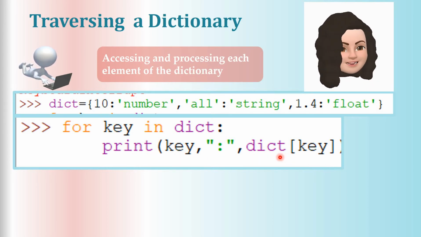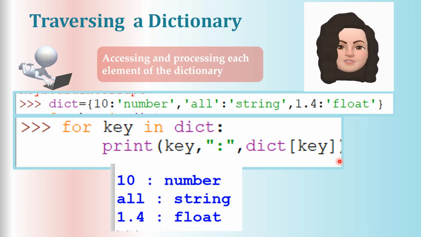What is dict of key? The name of the dictionary, and within parentheses the key. So the particular value of that key will get displayed. Look at the output. First it will access the first key, which is 10, colon, its value number. All colon string, 1.4 colon float. So accessing and processing each element of the dictionary is known as traversing. It can be done using a for loop, and you have to access the values using keys.